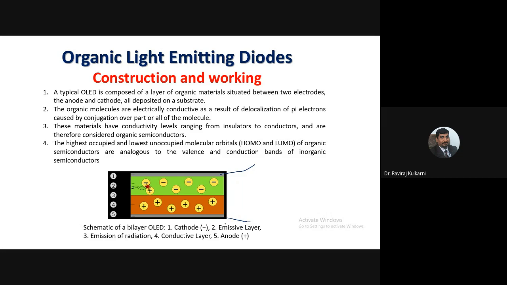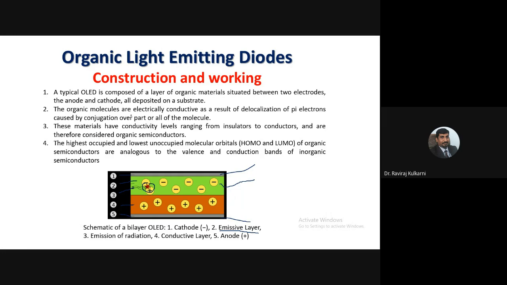So this is the cathode. The second one is the emissive layer. This is called the emissive layer, where the emission of radiation happens. The third one is any conducting material, and this is the photoconductive layer. This is the fourth one, and here it is the anode. The fifth one is the anode. So this is the common architecture of an OLED.